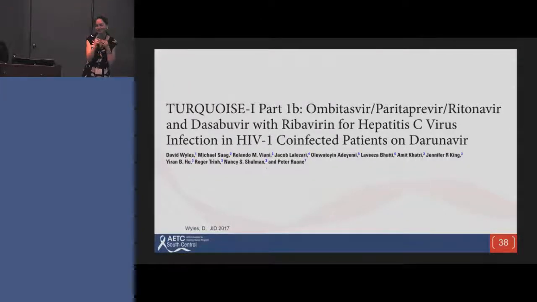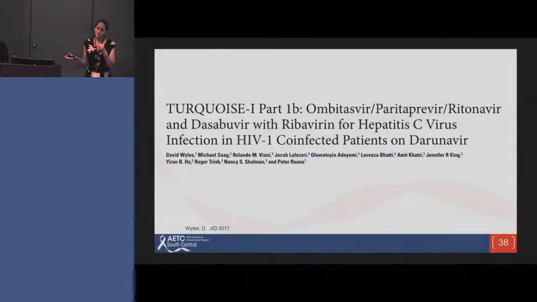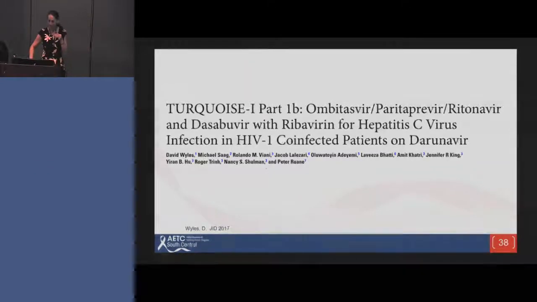And the reason for doing this is specifically in people who are taking darunavir. In some initial pharmacokinetic data that they did, they showed that this hepatitis C regimen decreased darunavir levels by about 50%. And so they were concerned that this drug may not be effective in people who are on darunavir.